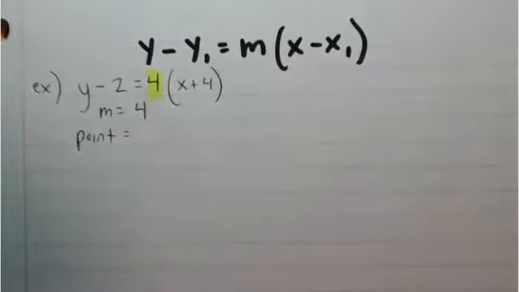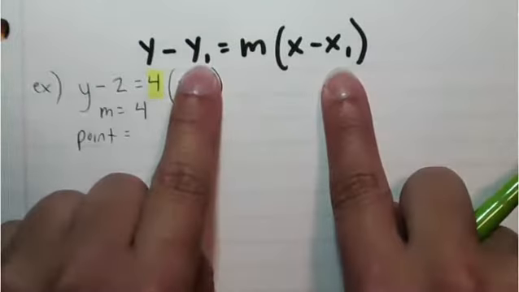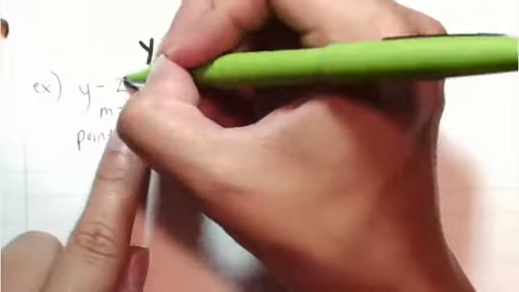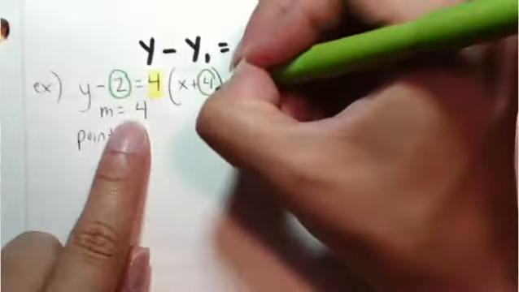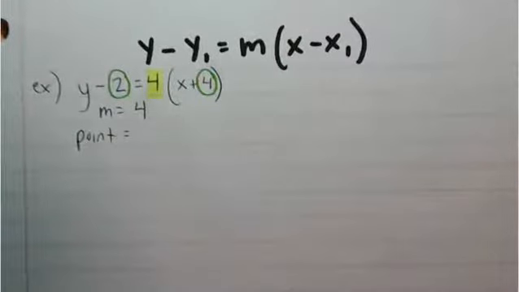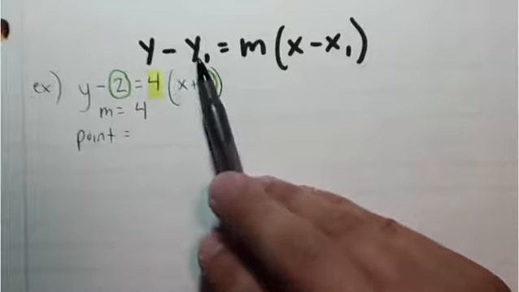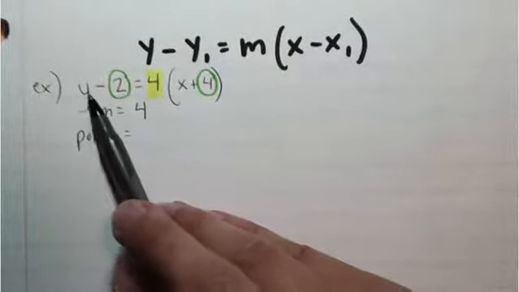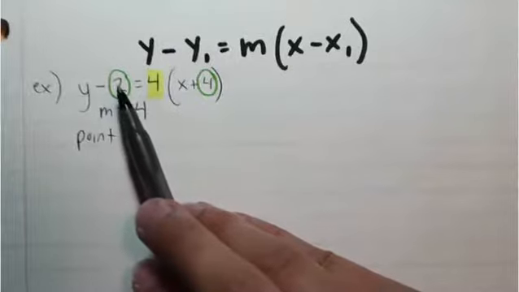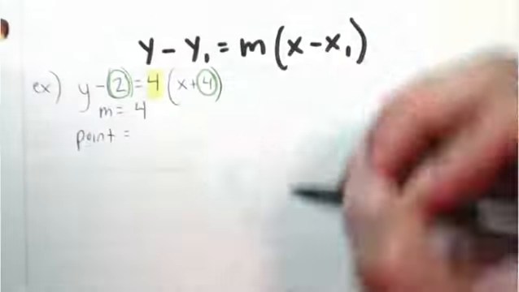Now we know that the point is our x1 and y1. So it's going to have to be these numbers right here. Now this is where it becomes a little bit tricky. Notice it's y minus y1. So it should say y minus whatever this is, y1. So in this case, the y1 would be 2.